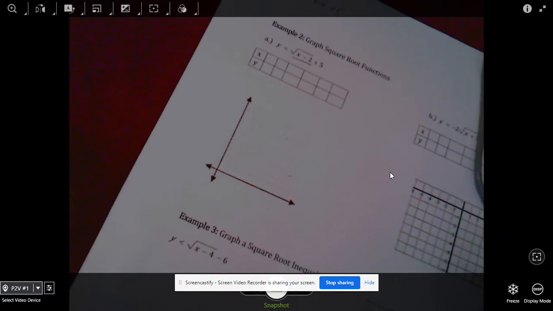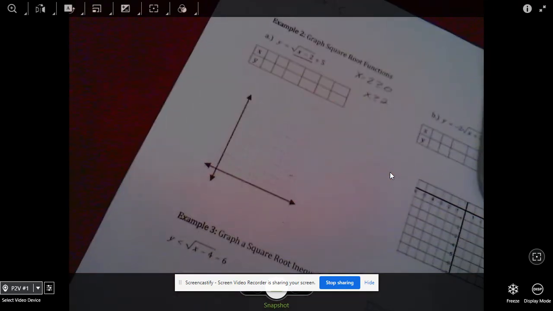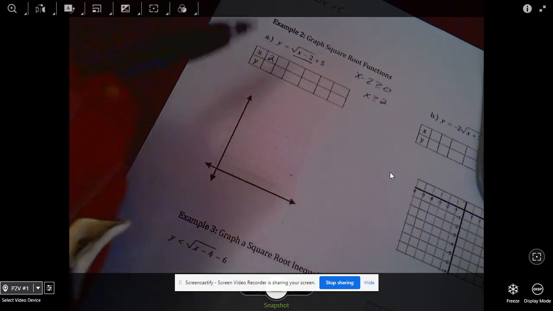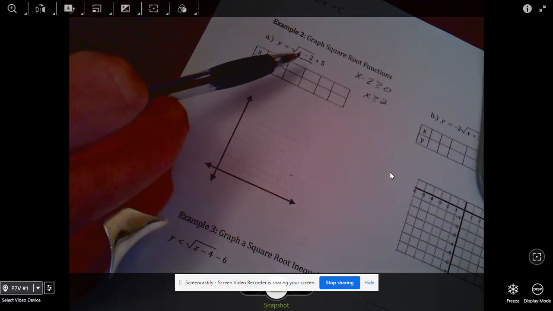So let's look at the radicand. x minus 2 needs to be greater than or equal to 0. Therefore, x needs to be greater than or equal to 2. So that means x has to start at 2. I could use negative, positive, and 0. I mean, you could, but I think you're wasting your time. So start with 2. When you substitute 2 in, you're going to get 0. 0 plus 5 is 5.